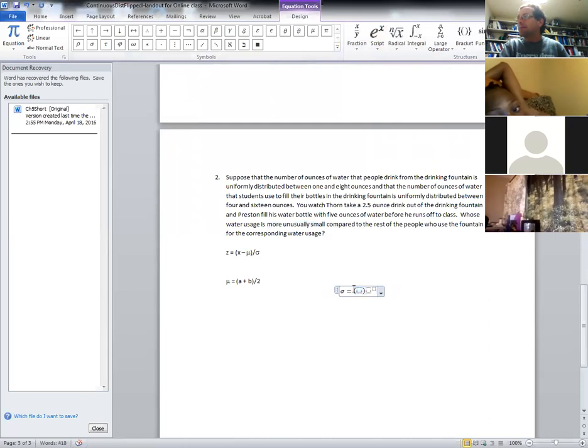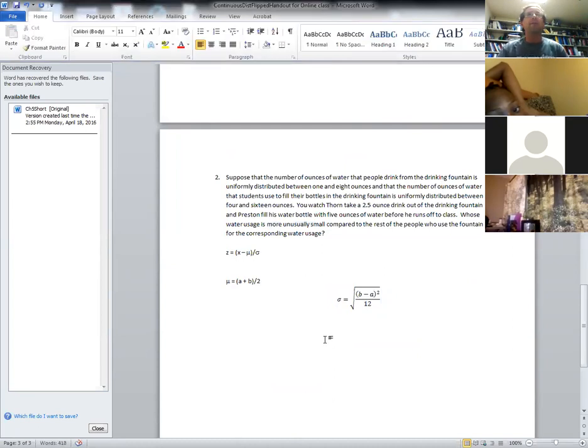And actually, it's not quite that. One more time. Sorry about that. It's the square root of, and then we're going to have b minus a quantity squared over 12. That's one of those, trust me. That's all I can say. Anyone know calculus? This comes from calculus. Any questions on that? Sorry, it took a moment to type in. Okay, so sigma is the square root of b minus a quantity squared over 12.